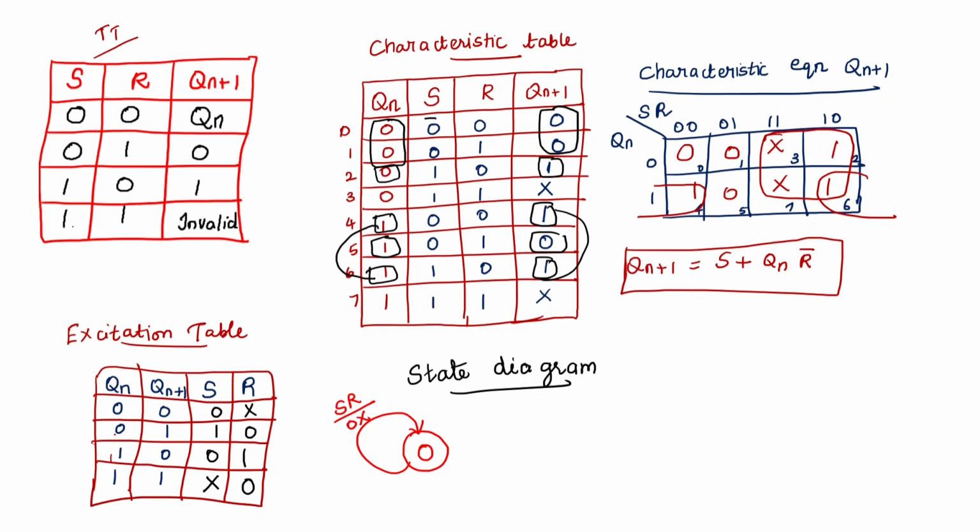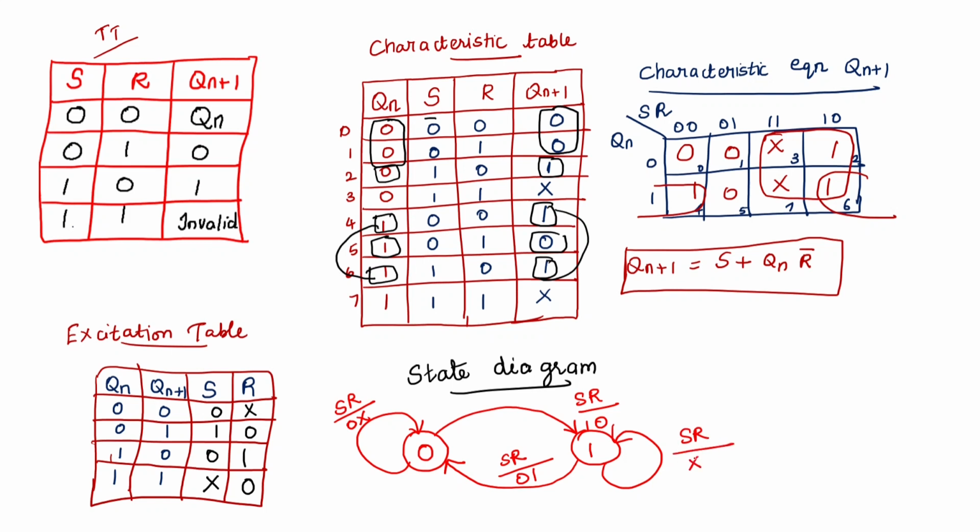And next, the present state is 0 and the next state is 1. So now from 0 to 1, what is the value of S and R? 1, 0. And then the transition from state 1 to state 0. What about S and R here? 0, 1. And the same state exists, the last one, 1, the next state also 1. So what about S and R? SR is X0.